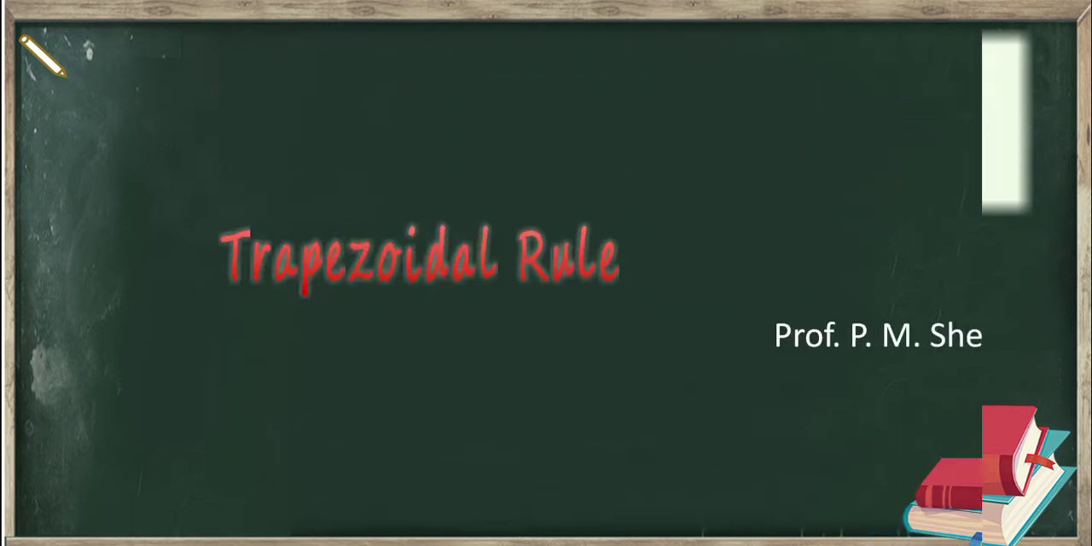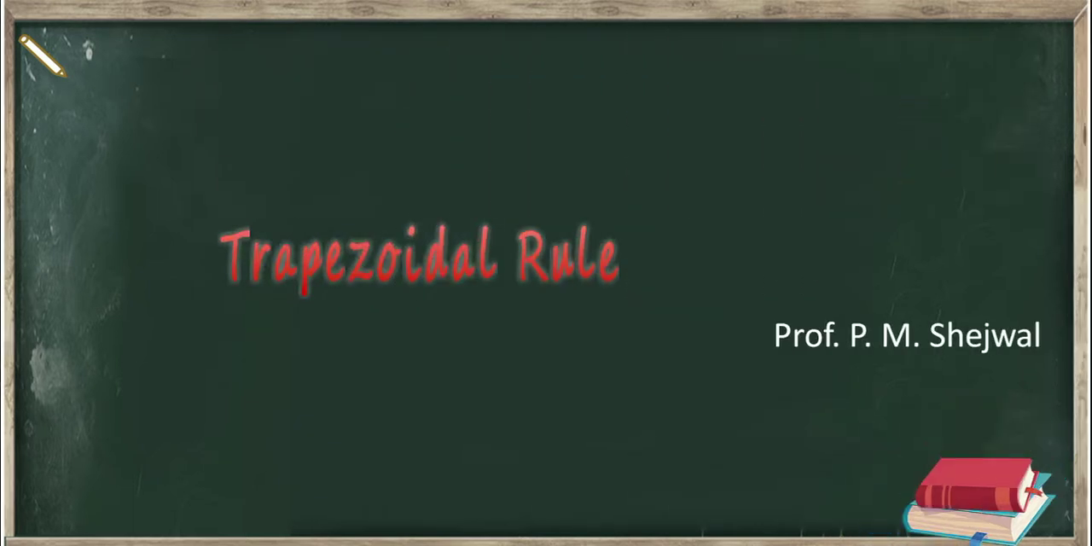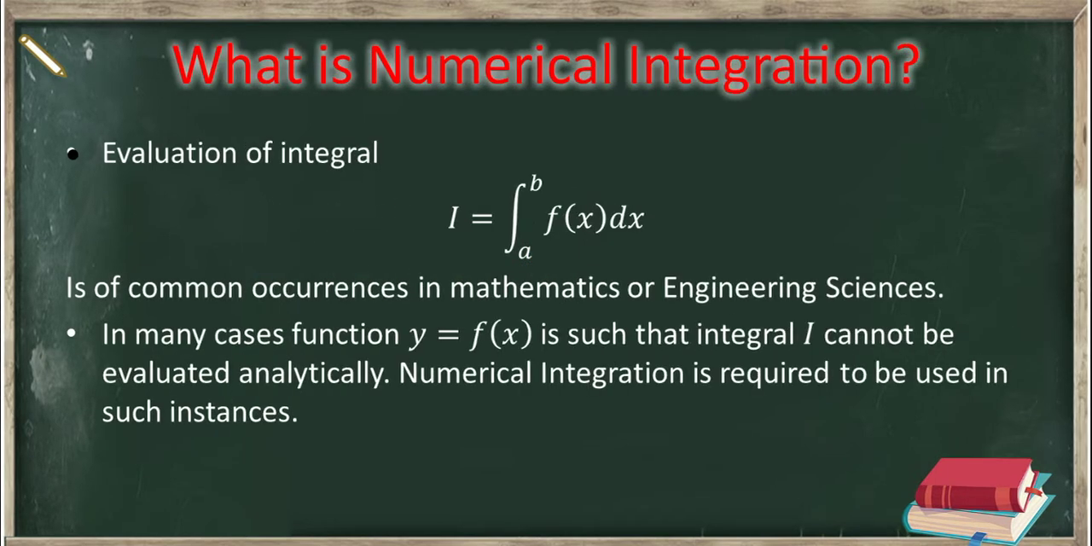Today, I am going to discuss the trapezoidal rule. Before the trapezoidal rule, we see the concept of numerical integration. So what is numerical integration? Evaluation of integral I is equal to integration a to b f of x dx is of common occurrence in mathematics and engineering sciences. In mathematics or engineering sciences we learn how to integrate a function. So I is equal to integration a to b f of x dx.